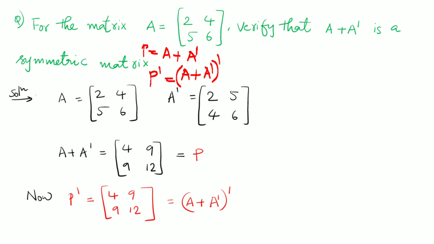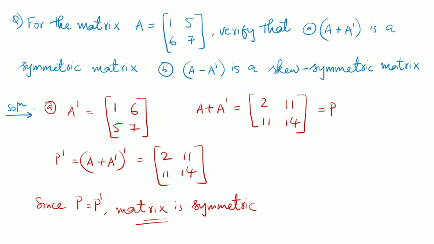So this is equal, right? When you see the screen, you can see that corresponding elements of P and P dash are equal. So you can say that this matrix is symmetric. Similarly, you have the question matrix A 1, 5, 6, 9. You have to verify A plus A dash is a symmetric matrix and A minus A dash is a skew symmetric matrix. For symmetric matrix, as I explained in the previous question, by seeing the slide, I think you can make out how to write the answer for this A question.